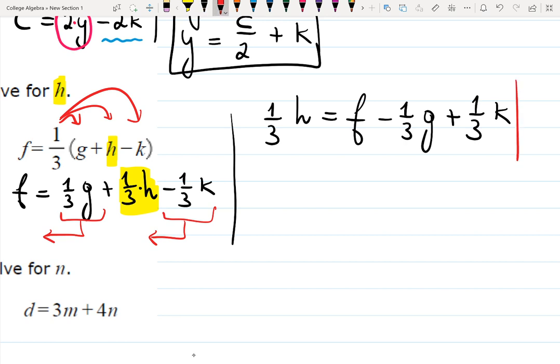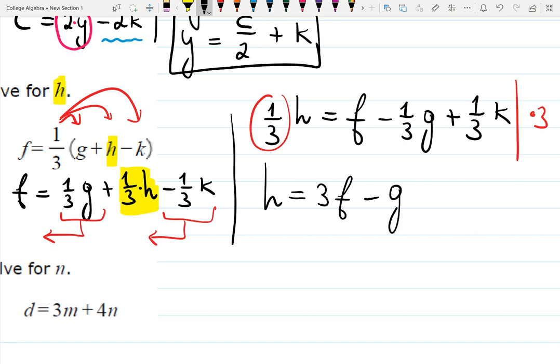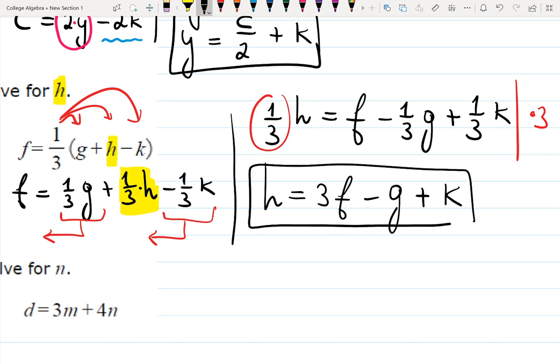The last step is to multiply by 3 to get rid of this 1/3. H equals, that's how you isolate, 3f minus 3 times 1/3 is 1, so it's just minus 1g, and 3 times 1/3 is 1, so it's just plus 1k, and that is the answer.